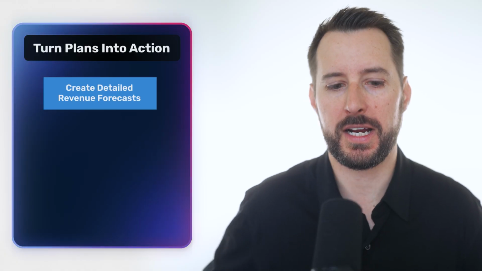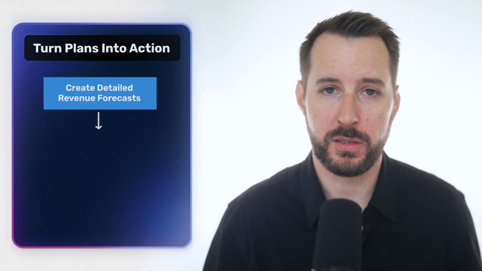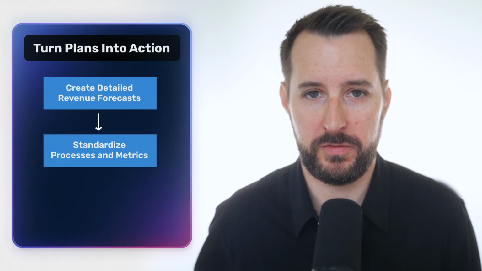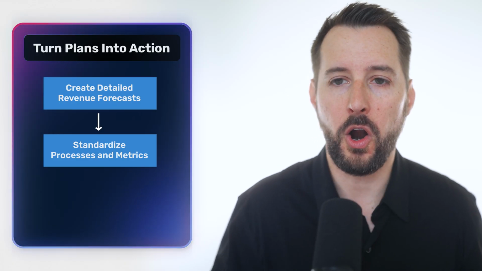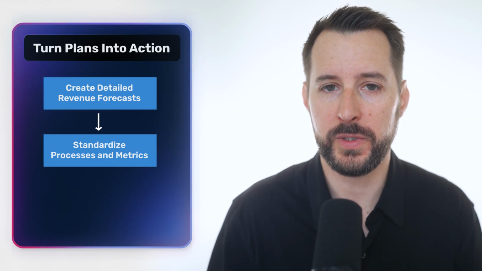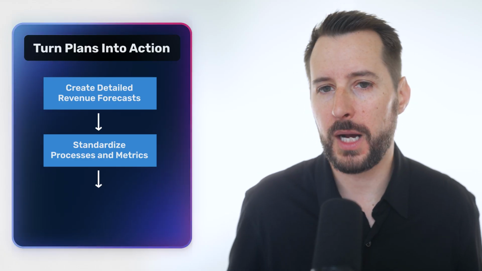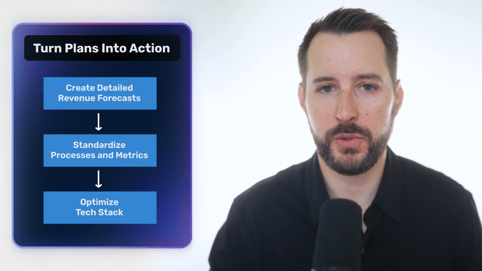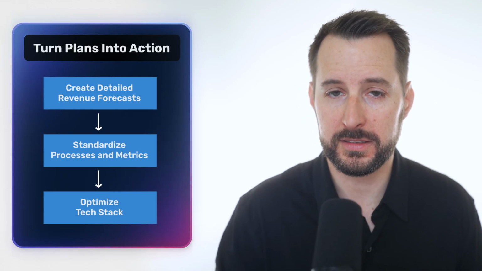So we need to create detailed revenue forecasts that we can track throughout the year. We need to standardize our processes and our metrics so that we can know, have we or have we not built enough pipeline to hit our new business target? Are we doing all the things that we need to do in order to hit the renewal rate that we are targeting? And then we need to, of course, optimize our tech stack to be able to track these metrics and actually execute our process in order to execute this plan.